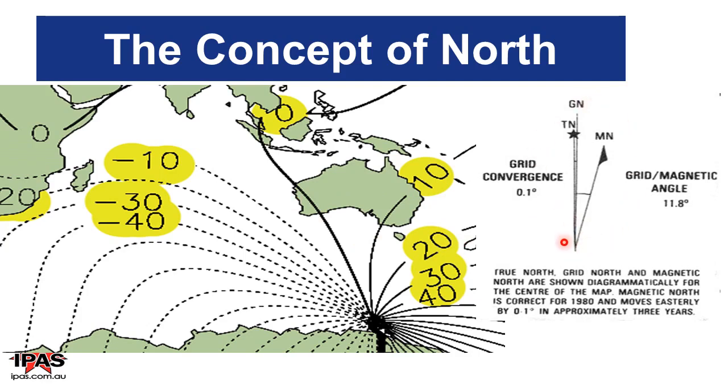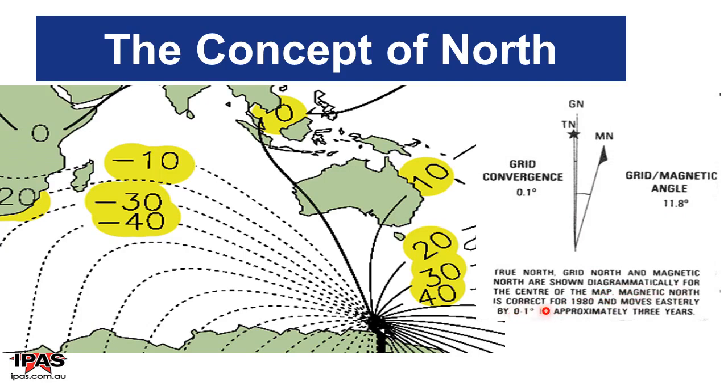This diagram here depicts the difference between grid north, what's on the map, and true north, towards the true geographic north, and where the compass will point, magnetic north. Now the difference between the grid north and magnetic north is 11.8 degrees east in this area. Have a look down here as well. So this is true for the center of the map.